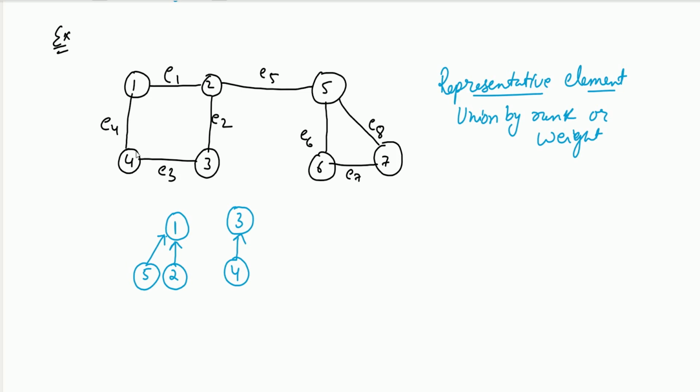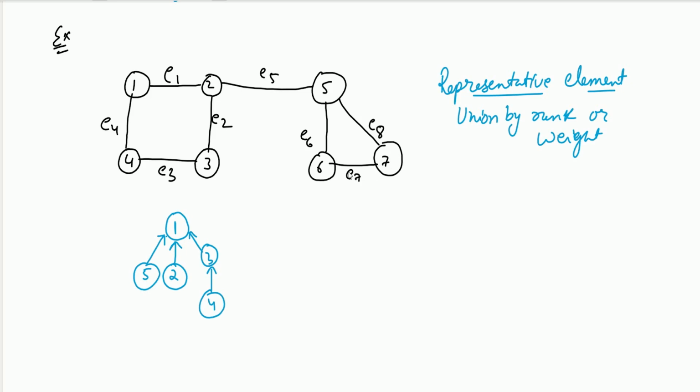Let's suppose we try to add 1 and 4. What is the representative element of 1? 1 itself. What is the representative element of 4? 4's parent is 3. So 3 is the representative element of this set and 1 is the representative element of this set. So 1 and 3 are different. So it means we can add E4 right now. And what will happen? We can just set the parent of 3 as 1.